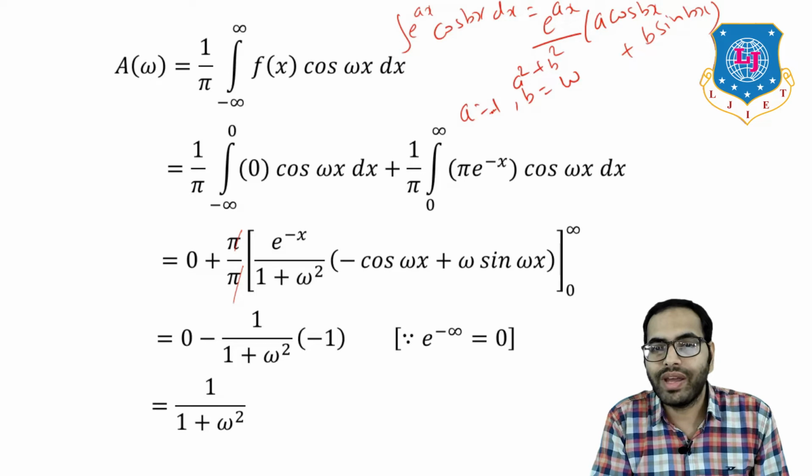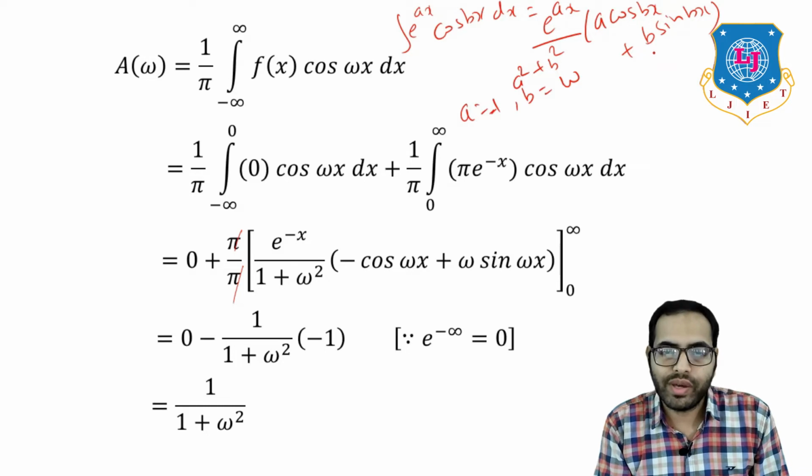Substituting the values of a equal to minus 1 and b equal to omega. Then e raised to minus x upon (minus 1) whole square plus omega square, minus cos of omega x plus omega sin of omega x. Then applying the limits, upper limit minus lower limit.